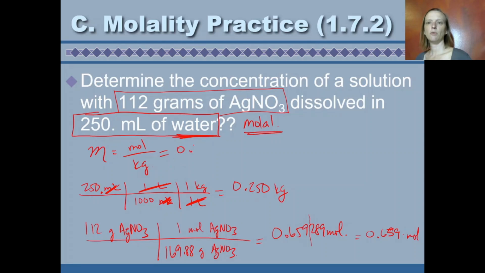So we have 0.659 moles in 0.250 kilograms of solvent, and that works out to be a 2.64 molal solution of AgNO3.